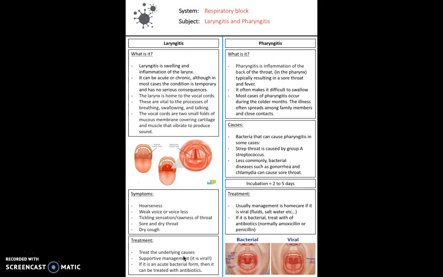Laryngitis and pharyngitis is what we were taught about next, and these are actually quite simple conditions if you think about them logically. So laryngitis is swelling and inflammation of the larynx, and pharyngitis is inflammation at the back of the throat or in the pharynx. Essentially, laryngitis can be acute or chronic. It doesn't usually have any serious consequences, and usually it's quite a temporary condition.